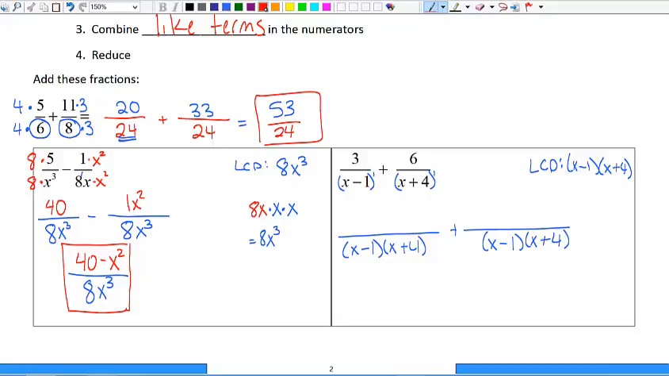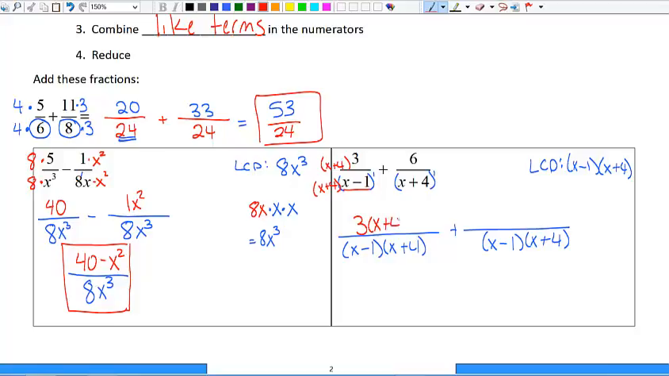All right, the next step is to multiply the numerator and denominator by any missing factors. I have an x minus 1 in the first denominator. I need an x minus 1 times an x plus 4. What is the missing factor? Well, the missing factor here is x plus 4. If you multiply it to the bottom, you also then have to multiply it to the top.